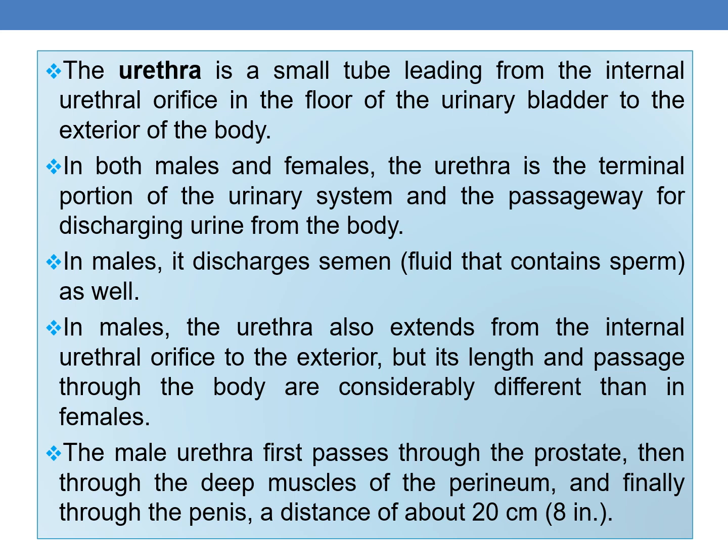In males, the urethra also extends from the internal urethral orifice to the exterior, but its length and passage through the body are considerably different than in females. The male urethra first passes through the prostate, then through the deep muscles of the perineum, and finally through the penis, a distance of about 20 centimeters, that is 8 inches long.